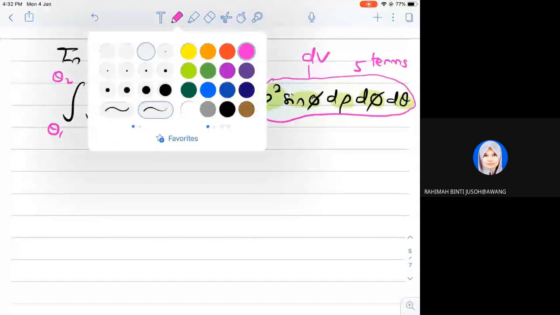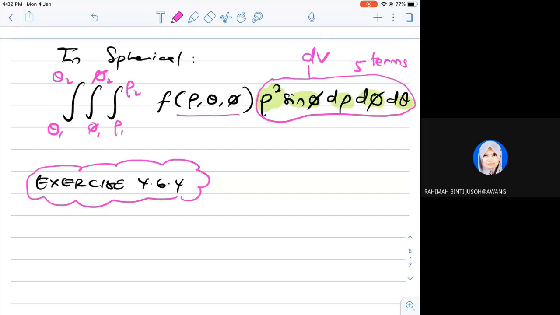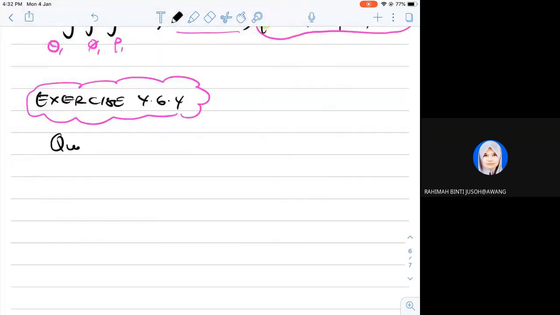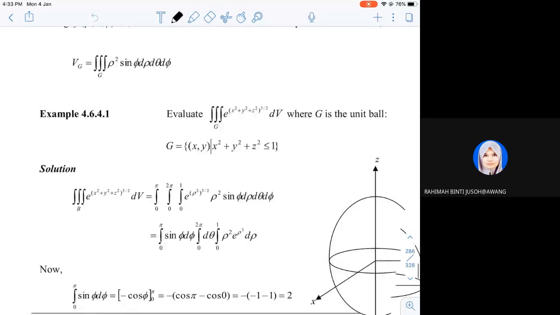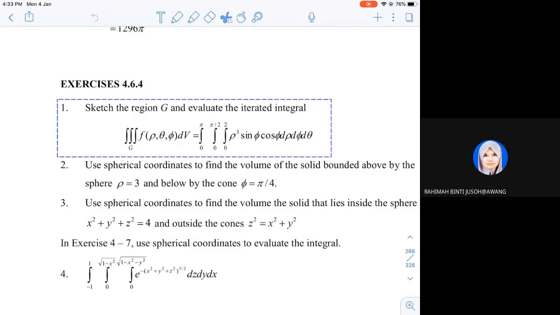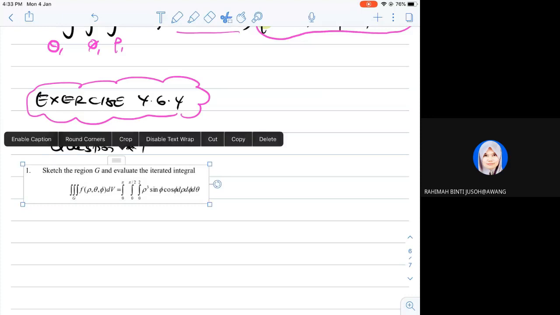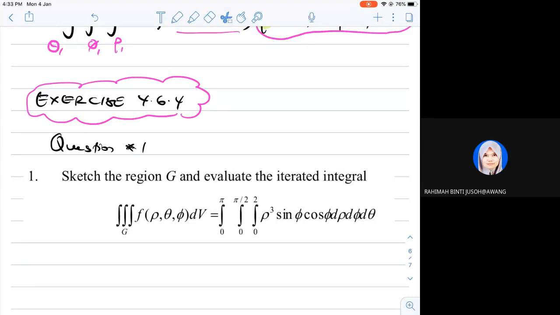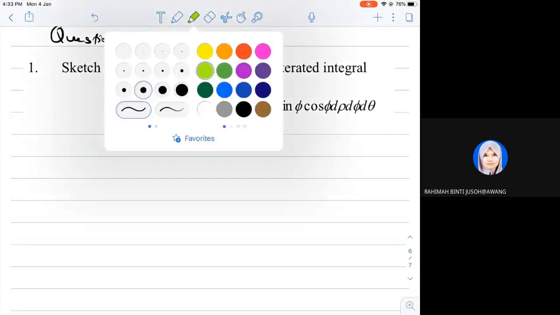Okay, let us do question number one from exercise 4.6.4. We take the simplest one first. We have to sketch the region G and evaluate the iterated integral. Before we evaluate the integration, let us sketch the region G. Look here carefully and make sure you understand this.